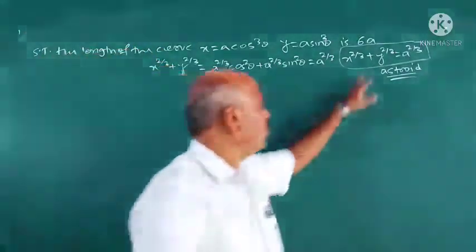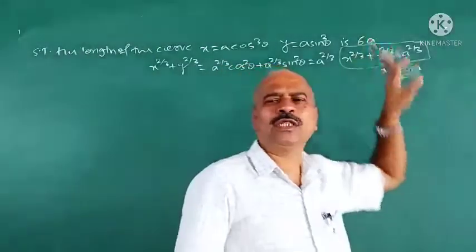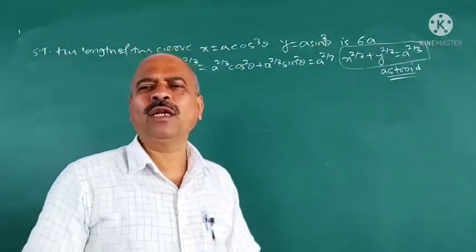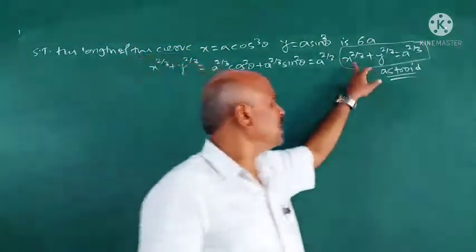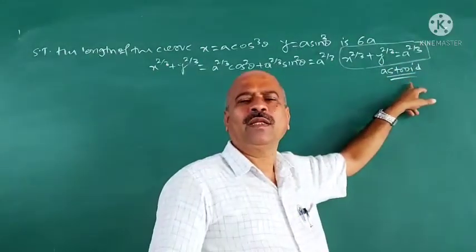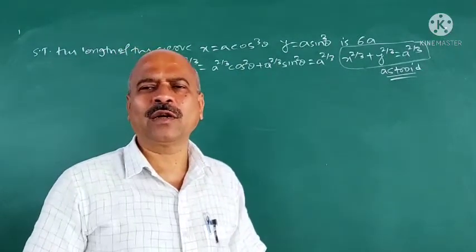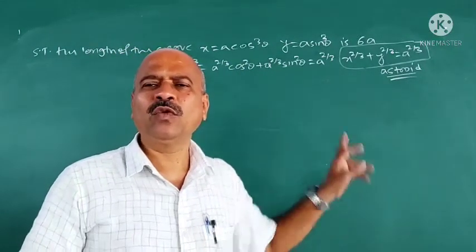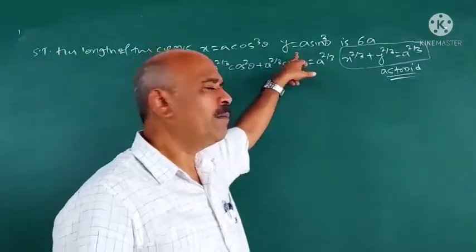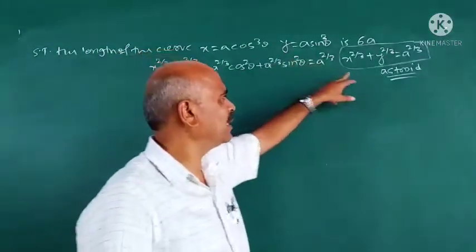Suppose the Cartesian form is asked. When the Cartesian form of the equation is given, to find the complete length of the curve x raised to 2 by 3 plus y raised to 2 by 3 equals a raised to 2 by 3, the asteroid, you have to apply the formula for length of Cartesian curves. What is the formula? Integral of root 1 plus dy by dx whole square. But now parametric form is asked. But the curve is the same here.